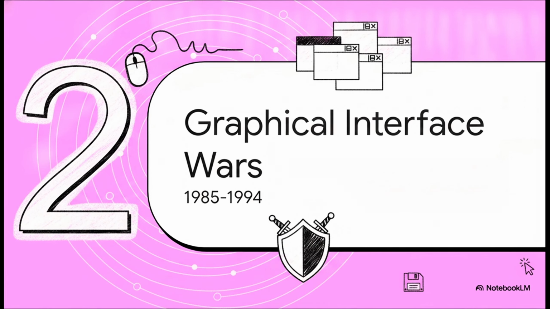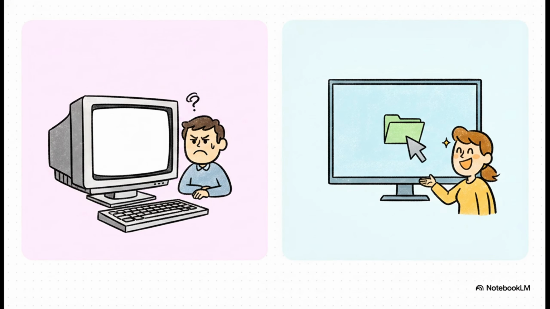And that complexity leads us directly into Part 2, the graphical interface wars, from 1985 to 1994. A massive industry threat emerged that essentially forced Microsoft to rethink their entire operating system's design from the ground up. And this brilliantly illustrates the stark contrast they were facing. In 1984, Apple launched the Macintosh. Instead of forcing users to memorize confusing commands, Apple utilized a graphical user interface, or a GUI. Users just interacted with visual icons using a little peripheral device called a mouse. It was a total revelation. It made computing actually accessible to normal people.